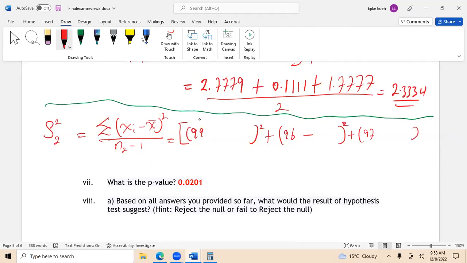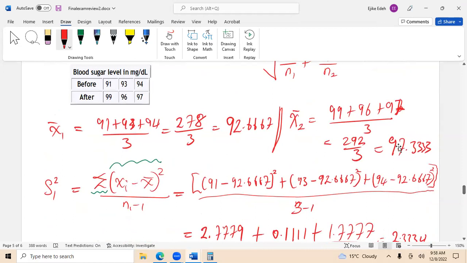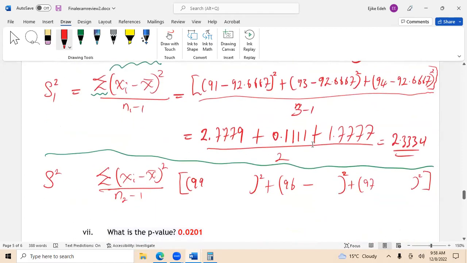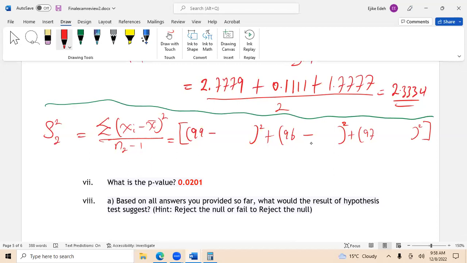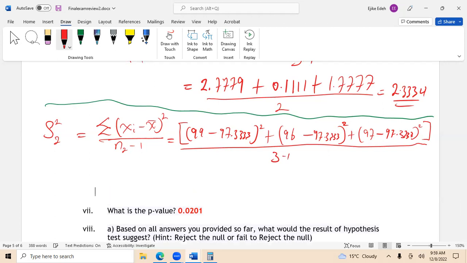Let's put in the mean now and square them and sum them up. So the mean for this group, of course, is 97.3333, right? So we just keep subtracting that. So this will be 97.3333. This will be 97.3333. This will be minus 97.3333. Okay, so let's do all that and divide by n minus 1, which is 3 minus 1. Okay, let's move this down a little bit.